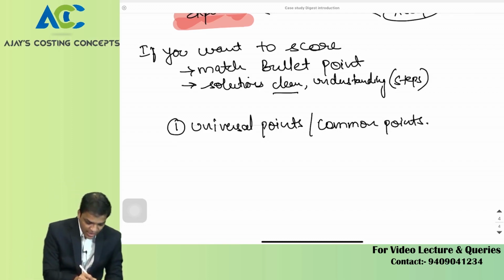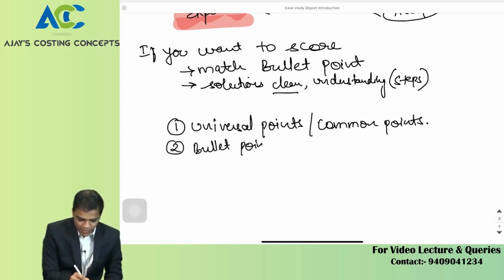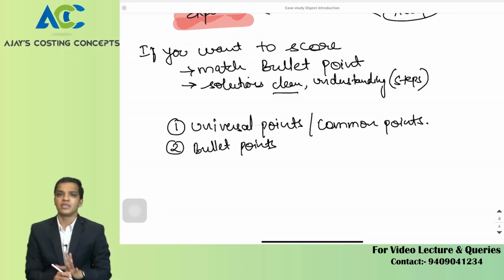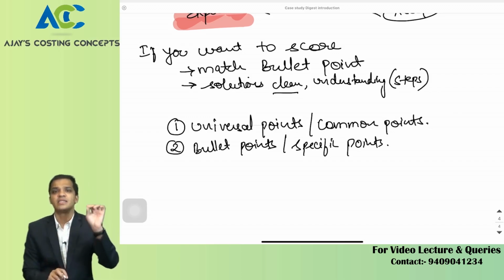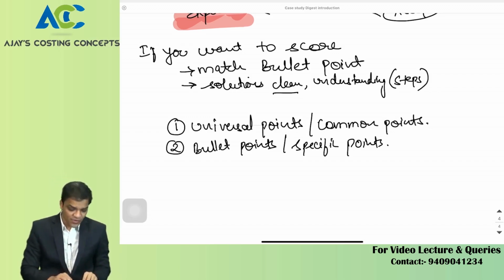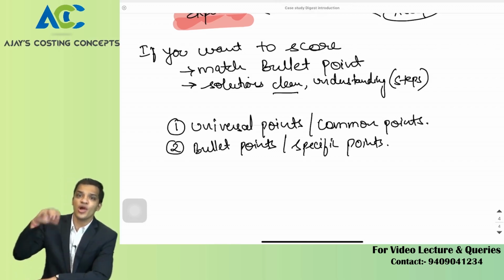Then the second point, as I said, is the bullet points. The bullet points are specific points. If this concept comes, these are the specific points that are supposed to be questioned or answered. So what is the difference between universal points and specific points? Universal points are something you have to write.